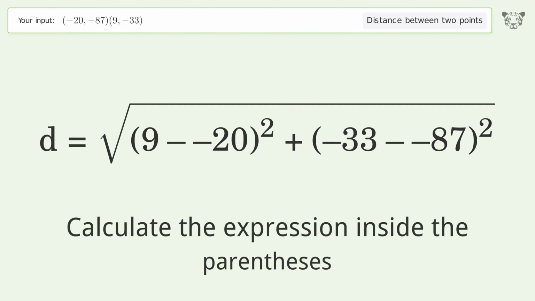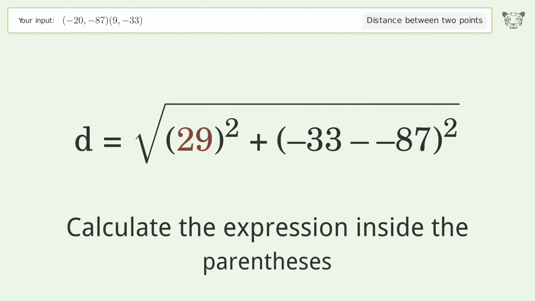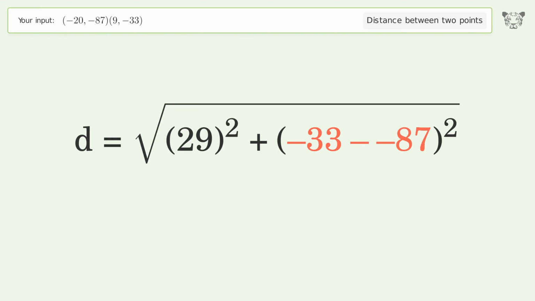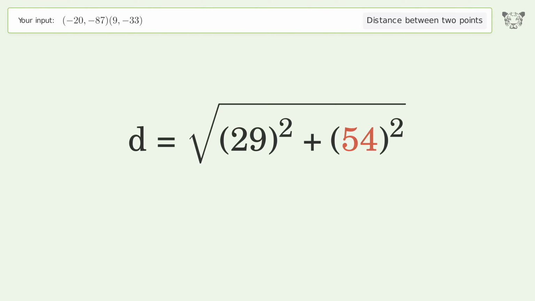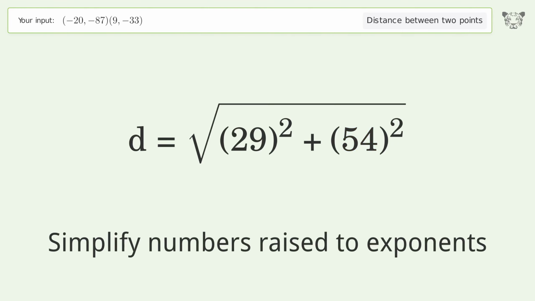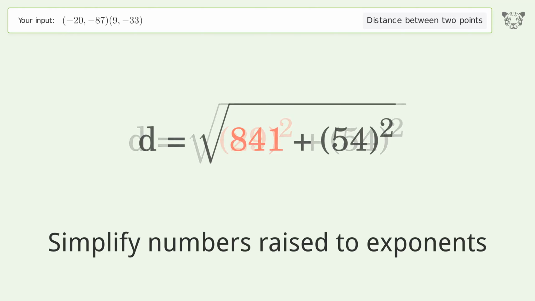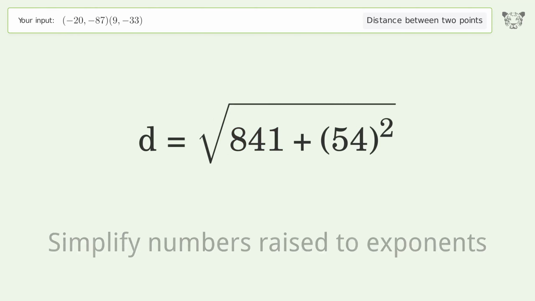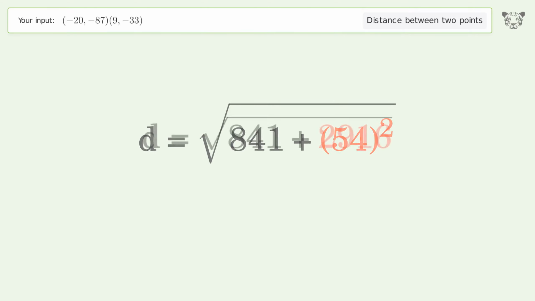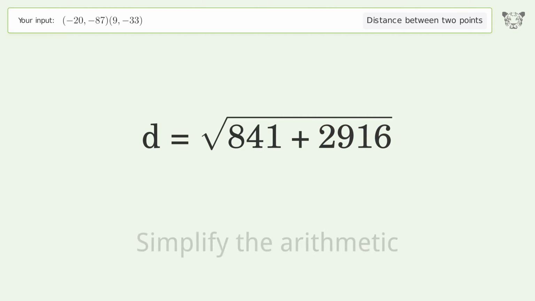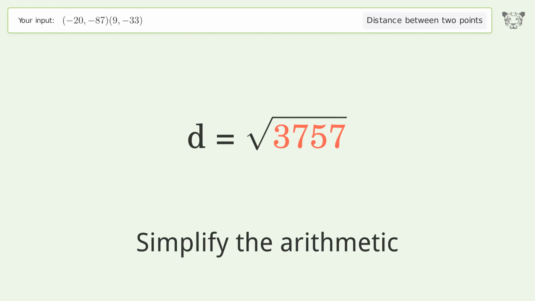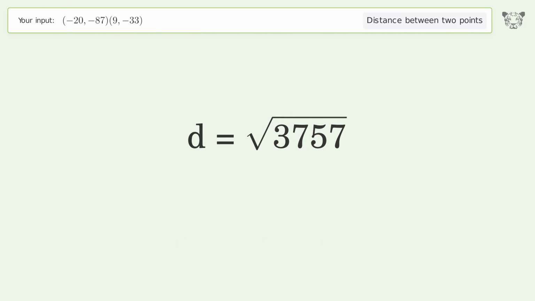Calculate the expression inside the parentheses. Simplify numbers raised to exponents. Simplify the arithmetic. And so the distance between the 2 points is the square root of 3757, or 61.294.